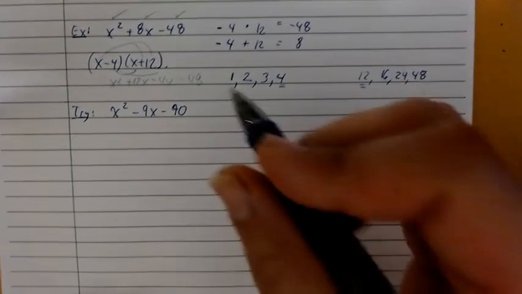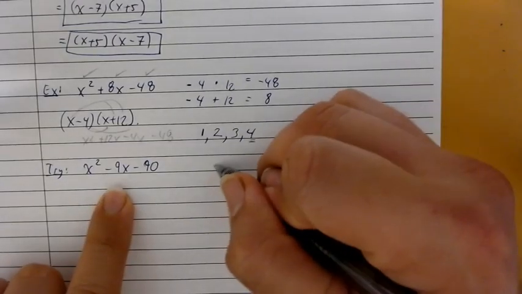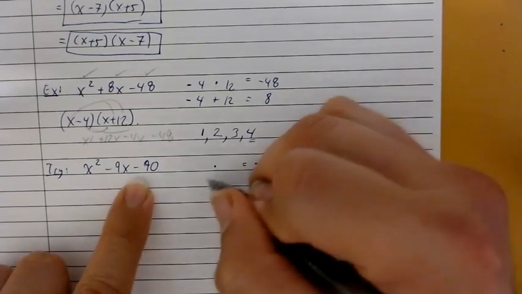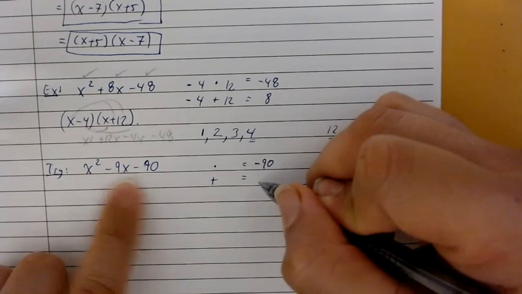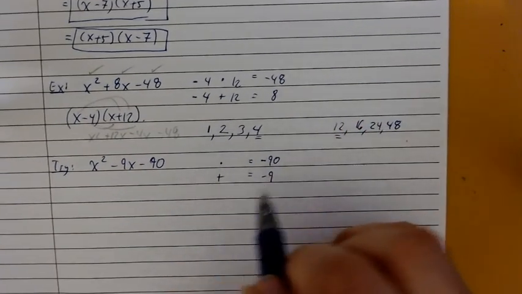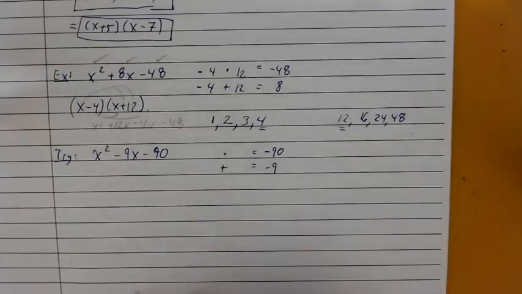All right, so let's give this a try here. We want two numbers that multiply together to give me negative 90. Those same two numbers should add together to give me negative 9. If you come up with the numbers already, great. If not, then you can organize it this way.